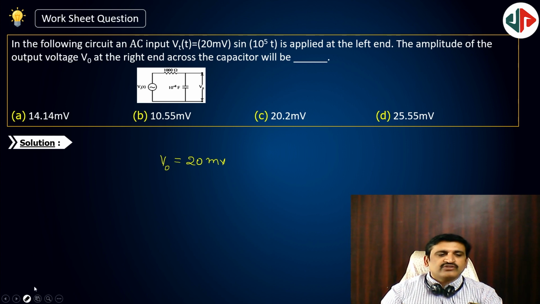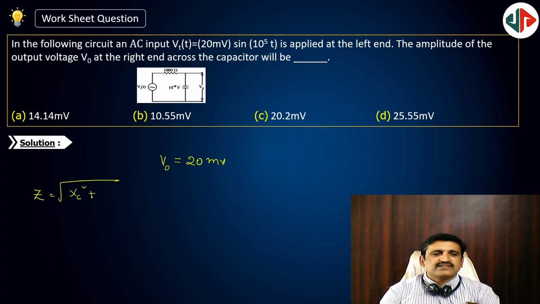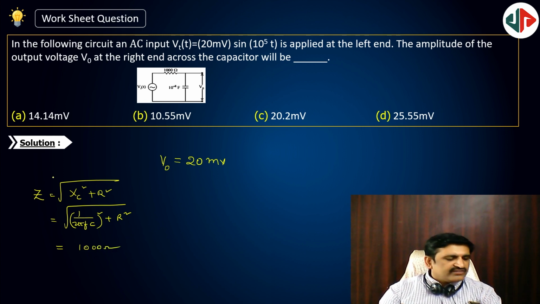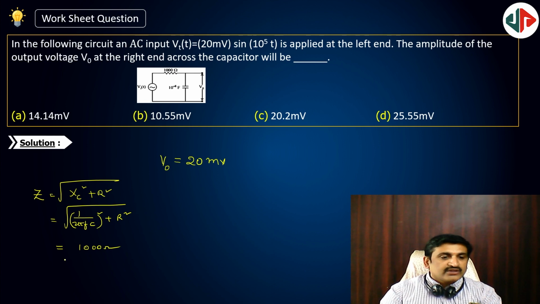So obviously we need to go for the total impedance Z, equal to the square root of XC square plus R square, that is the square root of (1 by 2 pi FC) whole square plus R square. After substitution you are going to get XC as 1000 ohms. XC is only 1000, not the total value. The total value is 1000 root 2.